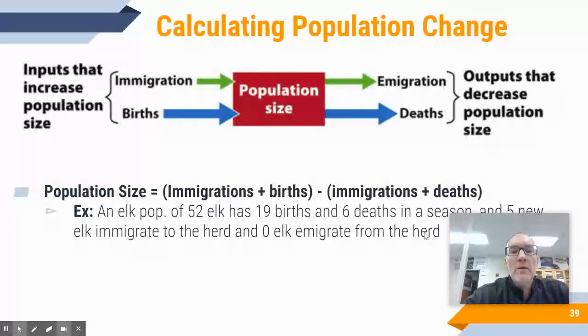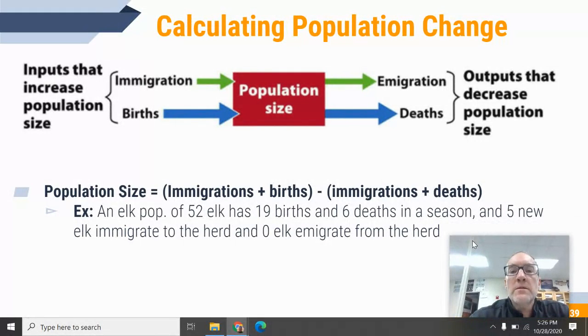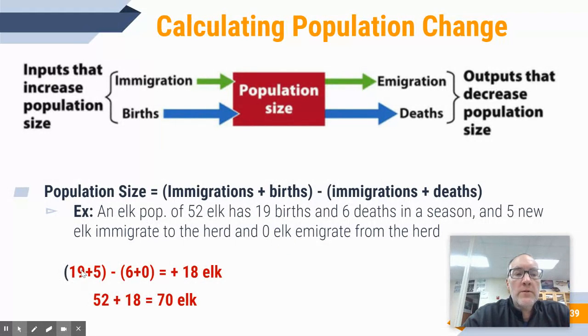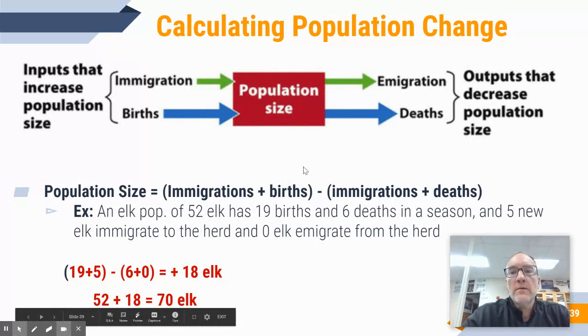Here's an example. An elk population has 52 elk, has 19 births and 6 deaths in a season, and 5 elk immigrate to the herd and 0 elk emigrate from the herd. So what is the population size? So how would you calculate this? First, you want to add your positives, which would be the births, 19, plus the immigration, subtracted by the deaths, and that gives you a number of 70 elk. Were you right?